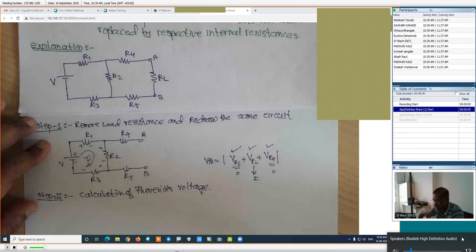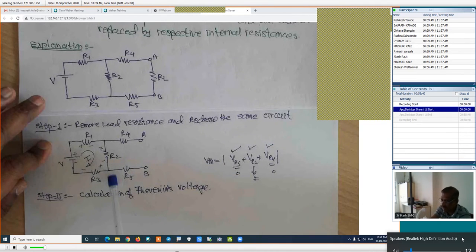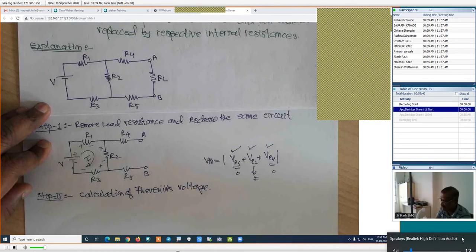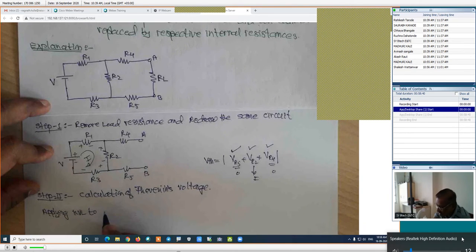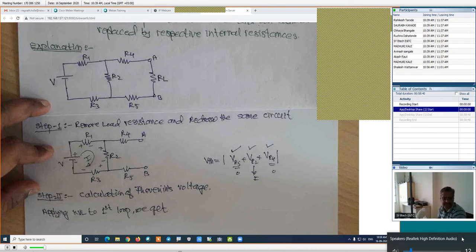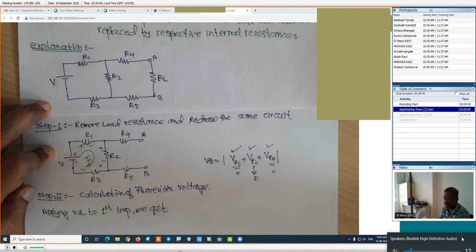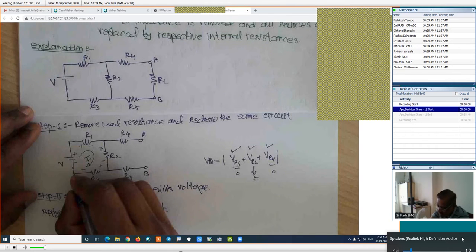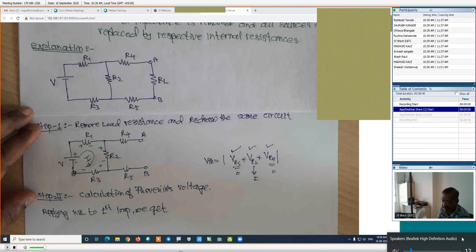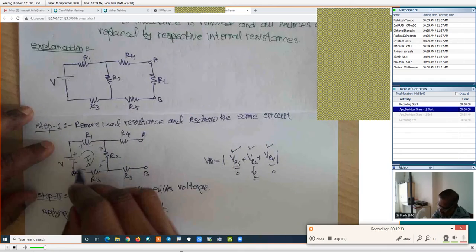Now how will be the path? In this calculation, I am applying the KVL to the first loop. If we are applying the KVL to this loop, how will be the equation? We are starting from this point. We are traveling in the clockwise direction.